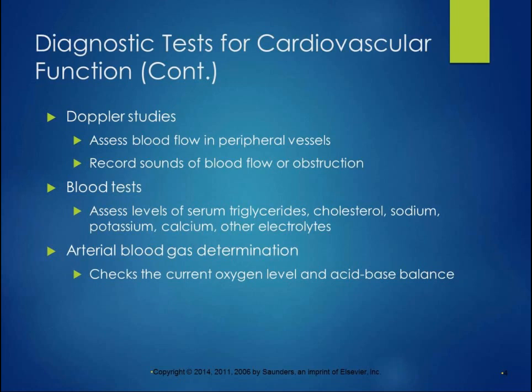Blood tests for cardiovascular function check the level of serum triglycerides, cholesterol, sodium, potassium, calcium, all those electrolytes we talked about back in Chapter 2. And arterial blood gas determination checks the current oxygen level and the acid-base balance in the blood.